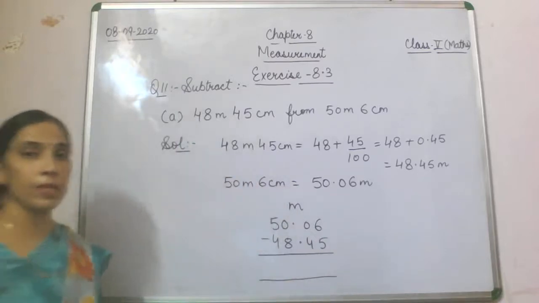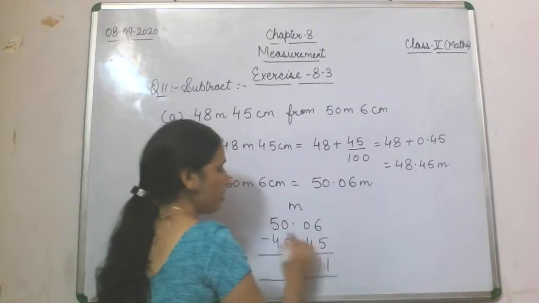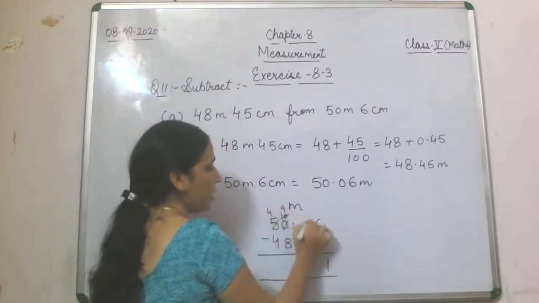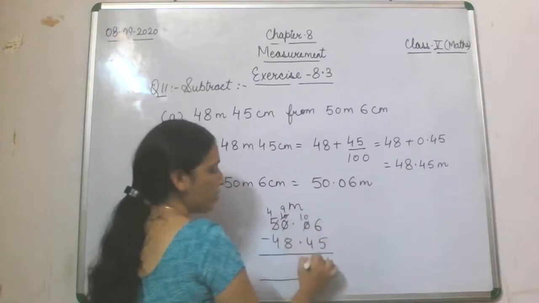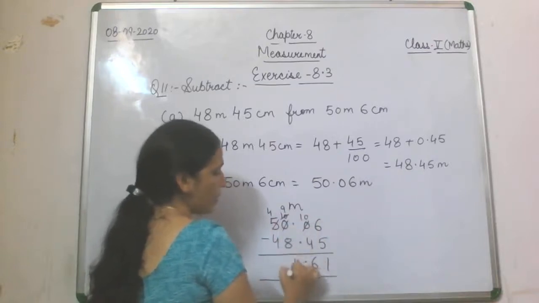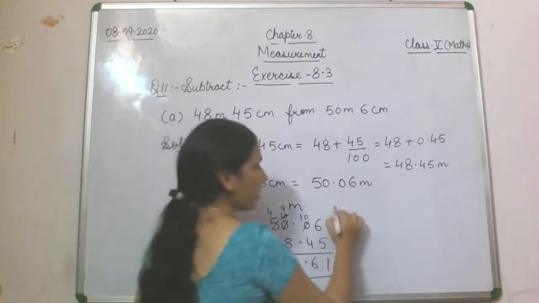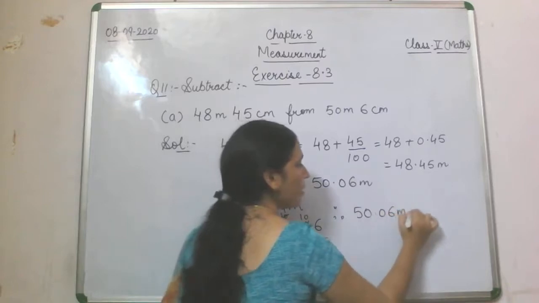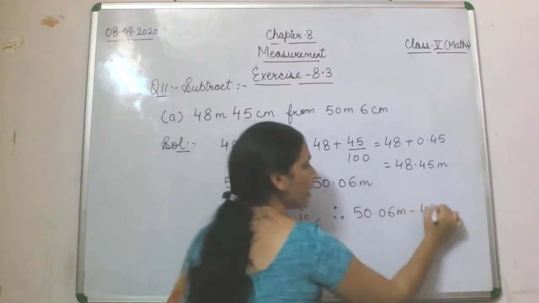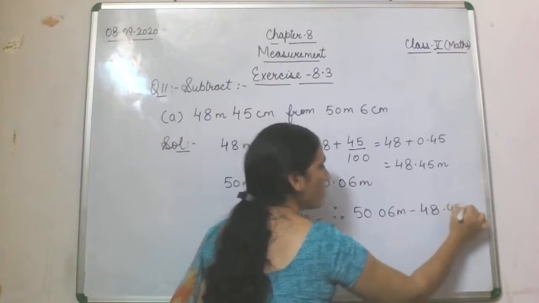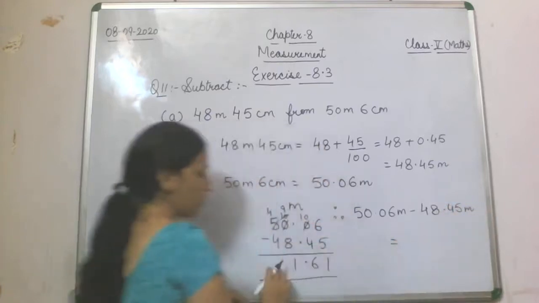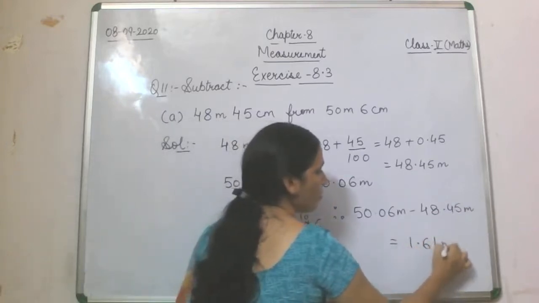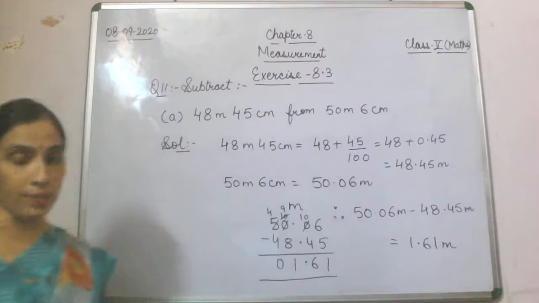Let's start doing that subtraction. From 6 we can subtract 5, that leaves 1. Here this becomes 4 and this becomes 10, then 9 and this becomes 10. 10 minus 4 is 6, and 9 minus 8 is 1. So what is the answer here? Therefore 50.06 meter minus 48.45 meter is equal to 1.61 meter. This is your answer.